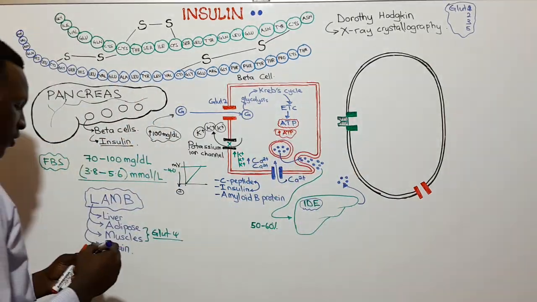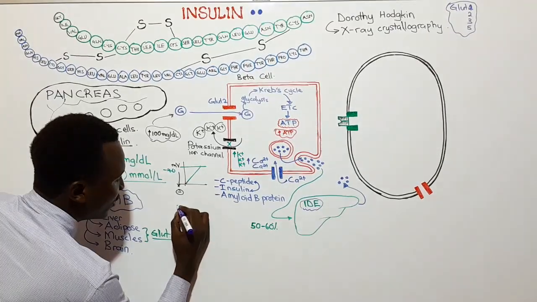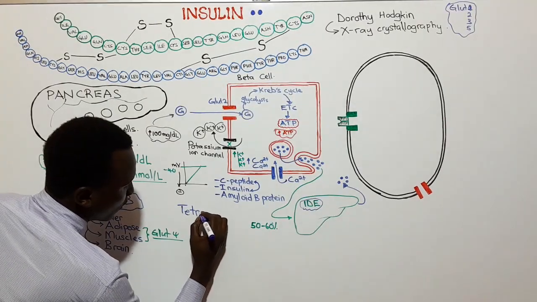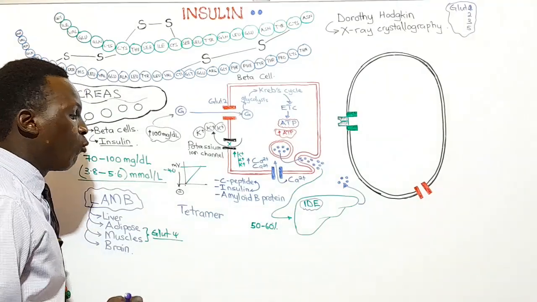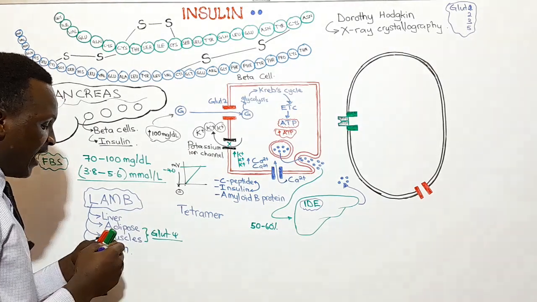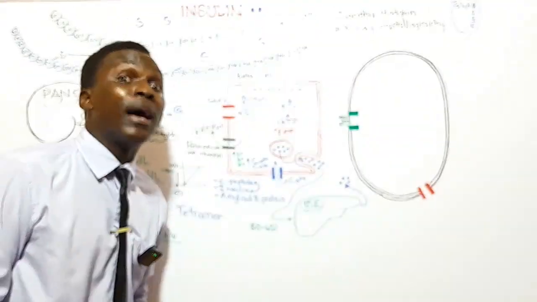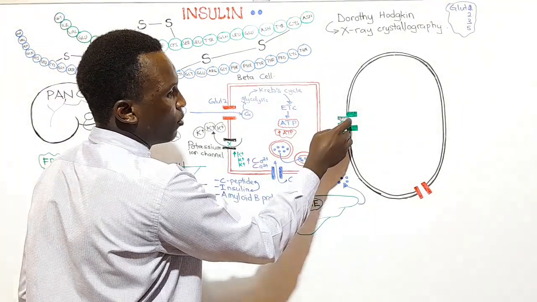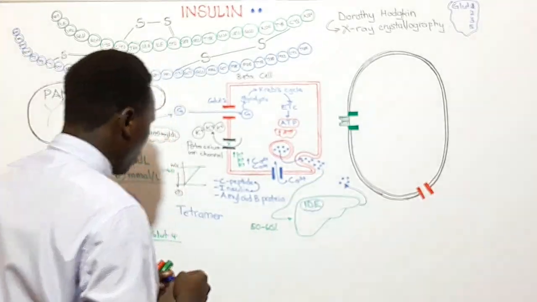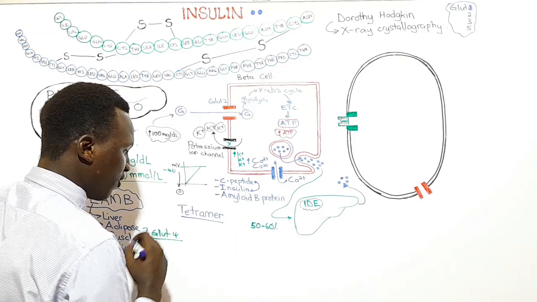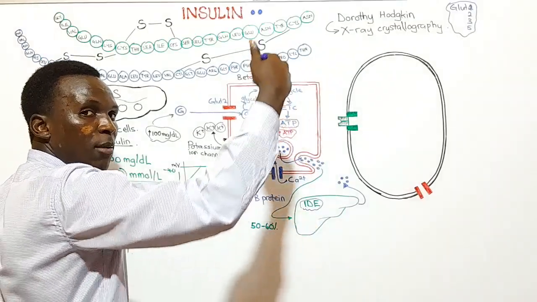When we are talking about the insulin receptor, it is what we call a tetramer. It is a tetrameric protein. When they say tetramer, what does it mean? It means it has 4 main subunits, as you can see, 1, 2, 3, 4. There are 4. So that's why we call it a tetramer, made up of tetrameric proteins.